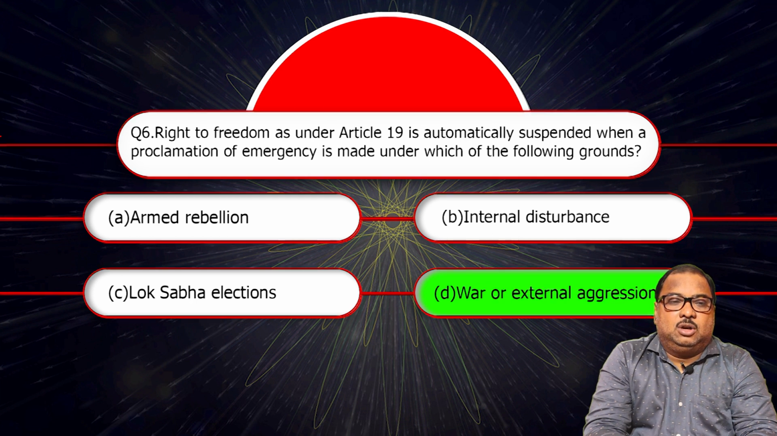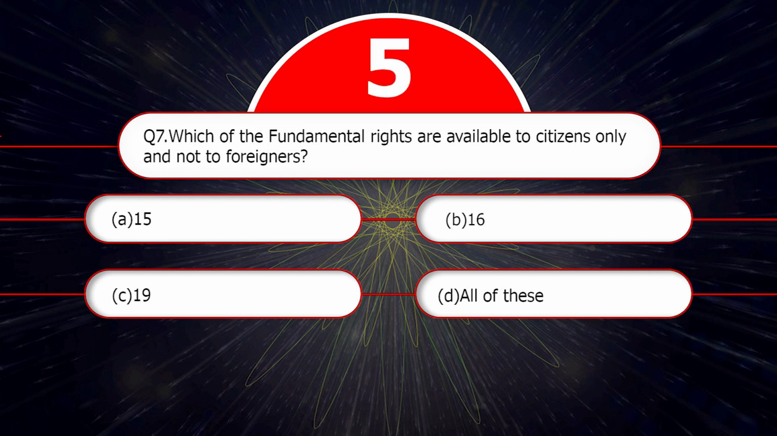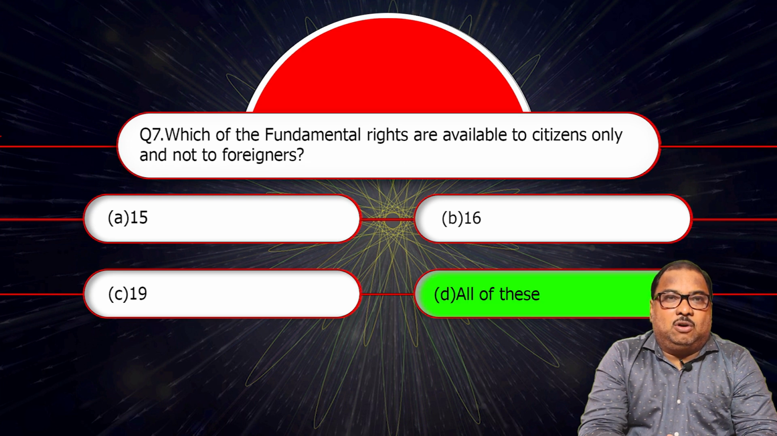Next question. Which of the fundamental rights are available to citizens only and not to foreigners? Very important question. Options are option A, Article 15, option B, Article 16, option C, Article 19, option D, all of these. Your time starts now. And the correct option is option D, all of these.